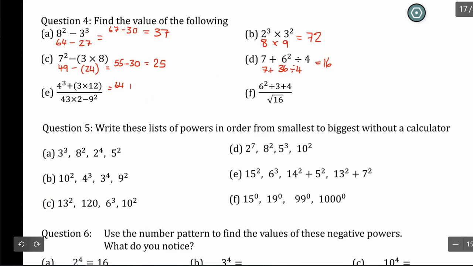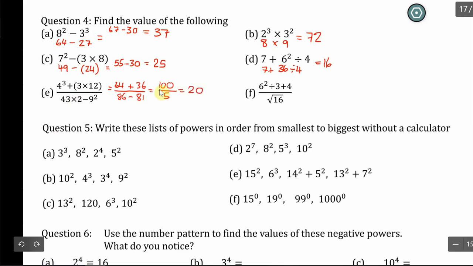The brackets will give me 36. When I add those together, I'm going to get 100. I'll come to that bit in a minute. 43 times 2 would give me 86. And 9 squared is 81. So this is going to give me 100 divided by 5, which will be 20.